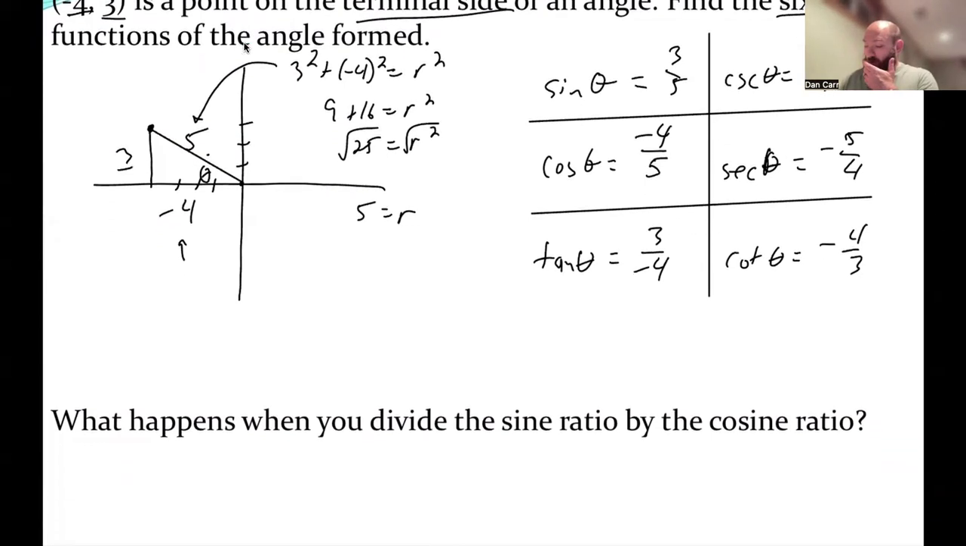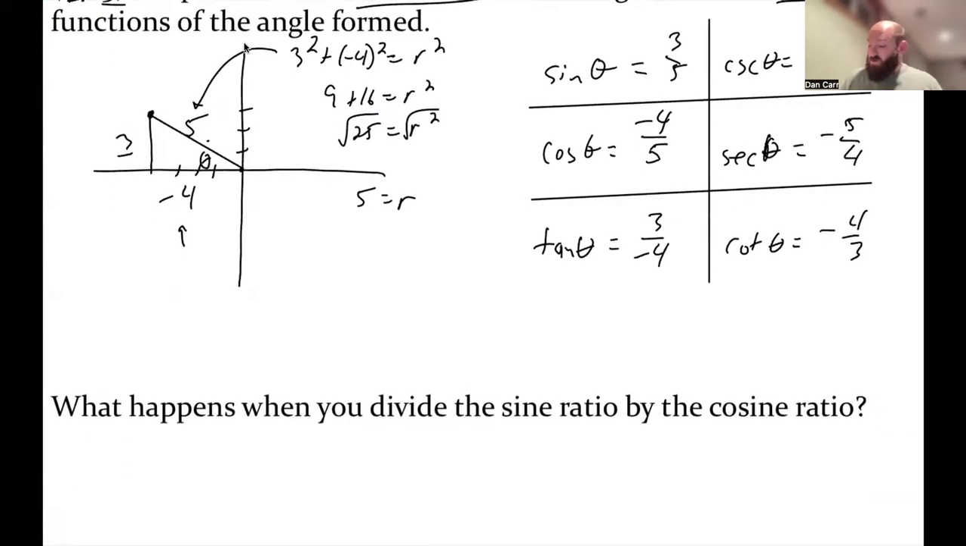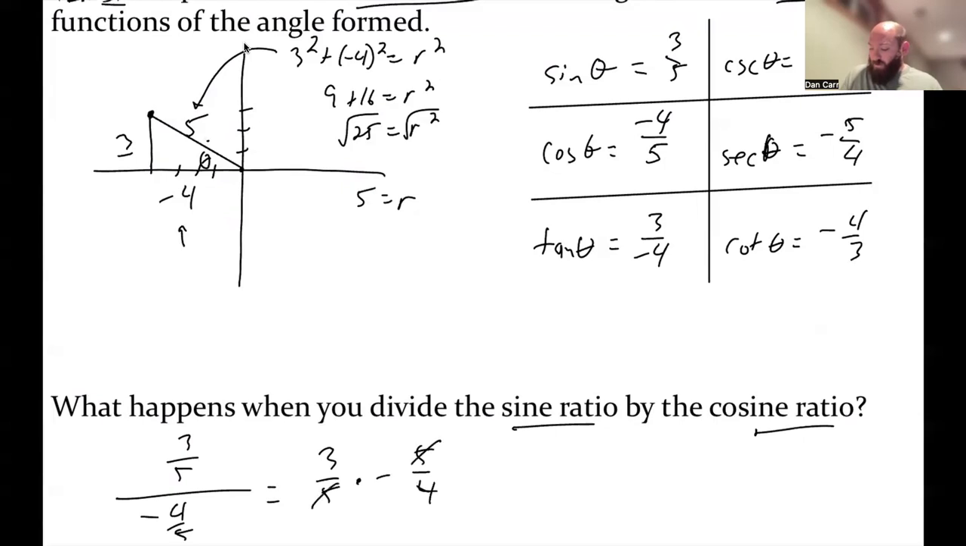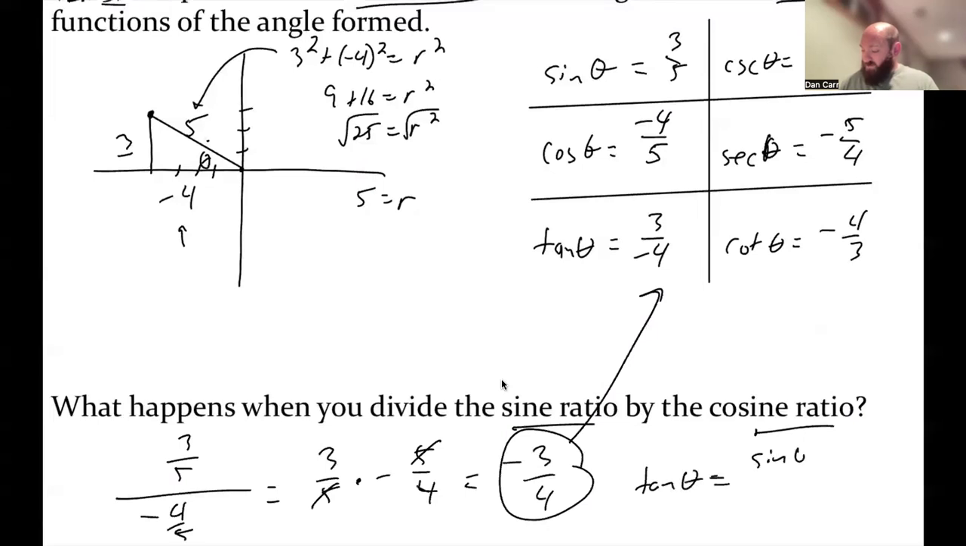Okay? Now, before we move on, one quick thing to notice. What happens when you divide the sine by cosine? So I'm just going to pick, we got 3/5 divided by -4/5. Well, that's the same as 3/5 multiplied by -5/4. Those cancel out, nothing else changes, so I get -3/4. Same thing here. So this is a nice little thing to recognize as you move on, is that tangent of theta is the same as the sine of theta divided by the cosine of theta. So we can always do that to compare those two.